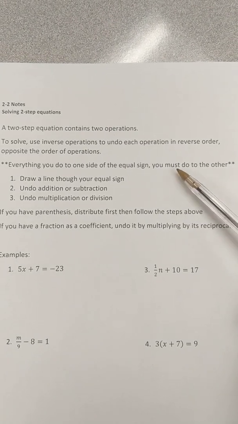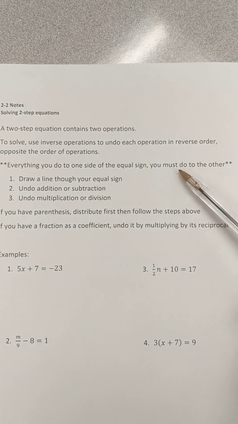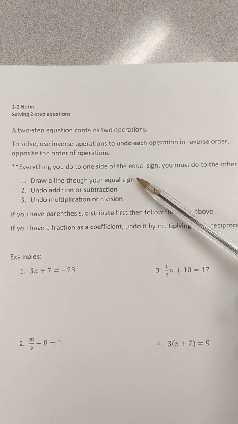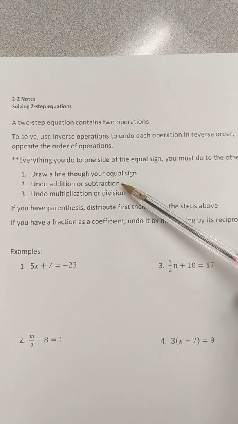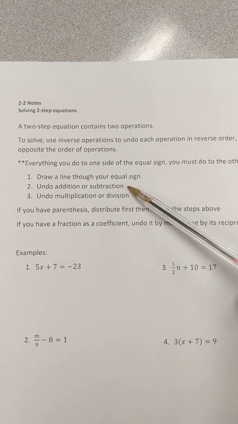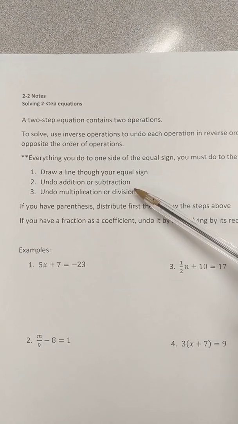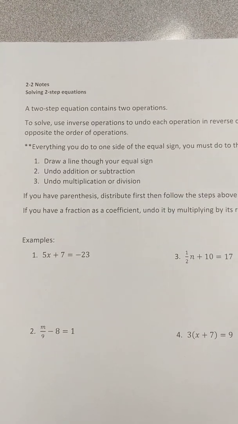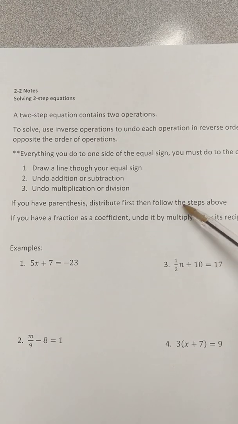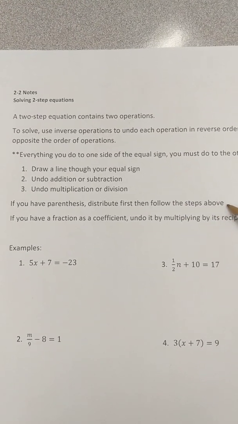Remember our big thing: everything you do to one side of the equal sign, you've got to do to the other. So to help with that, you're always going to start by drawing a line through your equal sign. Then we're doing order of operations in reverse. So we're going to undo our addition or subtraction. Then we're going to undo our multiplication or division. And then that's it.